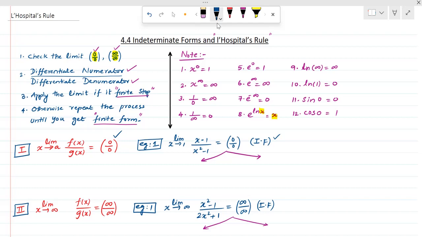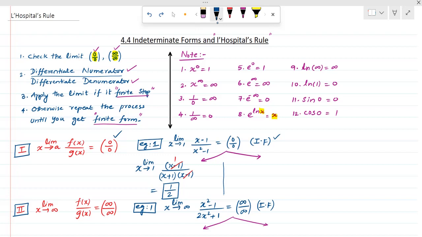Now, how will you solve it? First we will solve it using factoring. You have to factor the denominator. What is the factor of the denominator? x plus 1 times x minus 1. Now x minus 1 and x minus 1 cancel. You will have 1 in the numerator. So when you apply the limit, you will get 1 over 2. So therefore you get the final answer by using the limit concept.